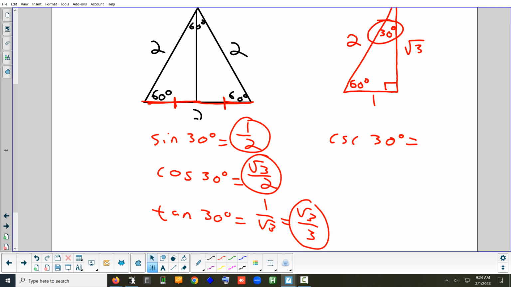Okay. How about Lucas? What's my cosecant going to be? 2. Just 2 over 1. You could just say 2. Perfect. How about my secant? Anybody tell me what the secant will be? Final answer? 2 square root of 3 over 3. Good.